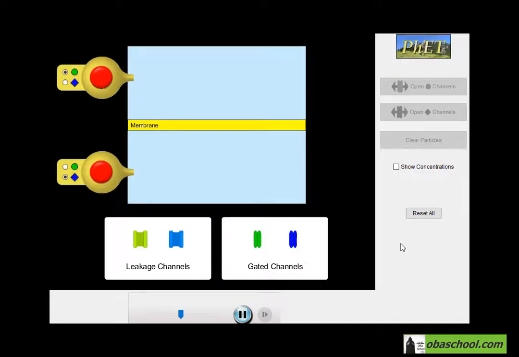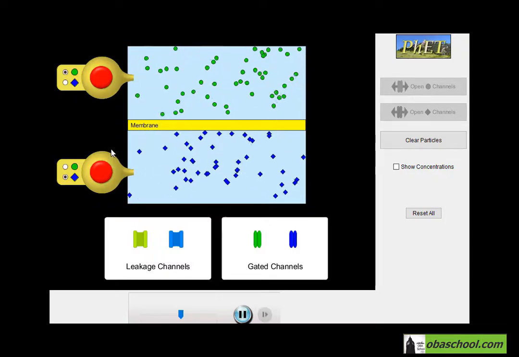This simulation will allow us to see the membrane channels in action. As discussed, we have leak channels and gated channels. We will be working with two chemicals represented in green and blue. This is the membrane that represents the membrane of the axon. Let us now release the green chemical on the top side and the blue chemical on the bottom side.